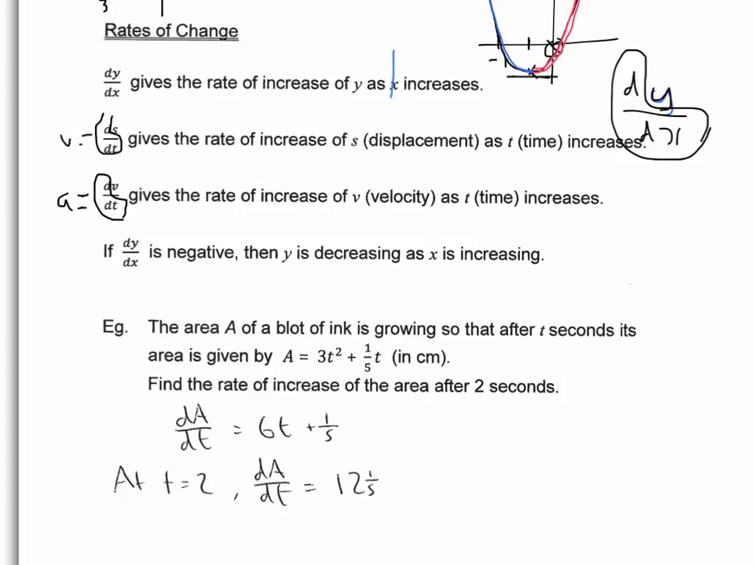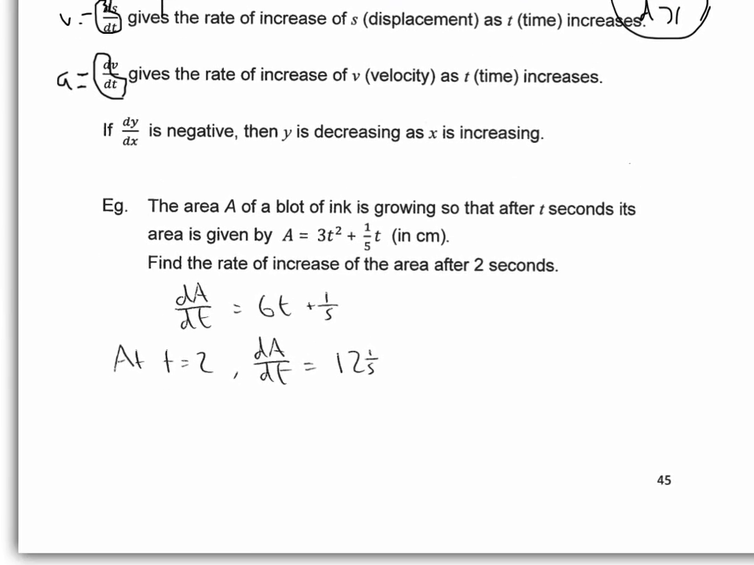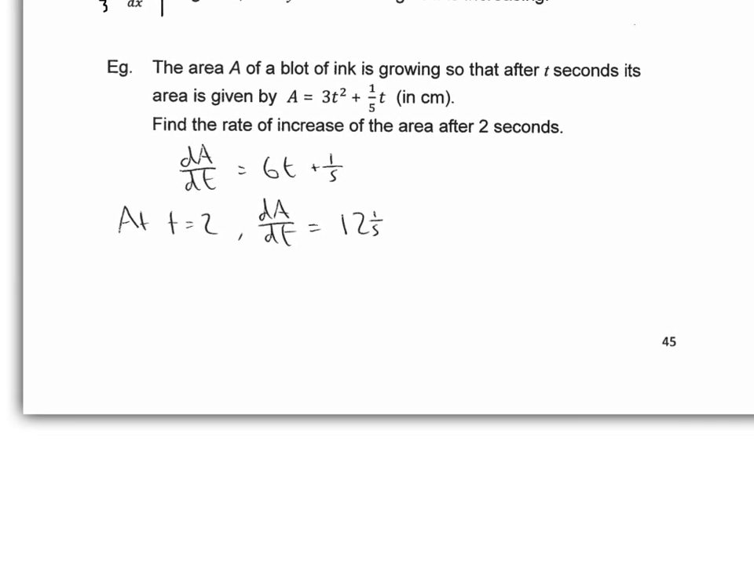As we've seen before, just a reminder here, if dy dx is negative, then y is decreasing as x goes up. Okay. So let's scroll down and look at this example here. So this says the area A, we've given a label to the area, of a blot of ink is growing so that after t seconds, its area is given by A equals 3t squared plus 1/5 t. And we're told that the units are centimetres. I presume that should actually be centimetres squared. Okay. And it then says, find the rate of increase of the area after 2 seconds.